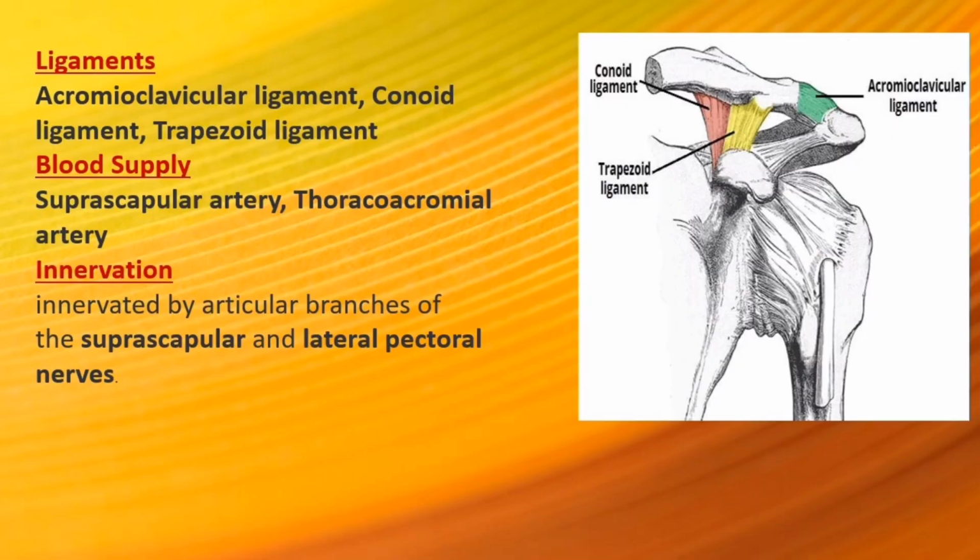There are three main ligaments that strengthen and stabilize the acromioclavicular joint. Acromioclavicular ligament runs horizontally from the acromion to the lateral clavicle. It covers the joint capsule, reinforcing its superior aspect. Conoid ligament runs vertically from the coracoid process of the scapula to the conoid tubercle of the clavicle. Trapezoid ligament runs from the coracoid process of the scapula to the trapezoid line of the clavicle. The conoid and trapezoid ligaments are collectively known as the coracoclavicular ligament.